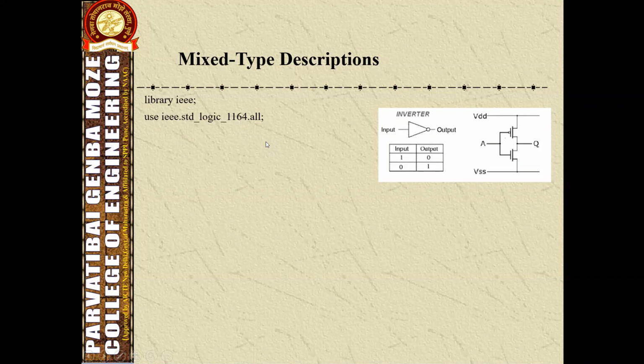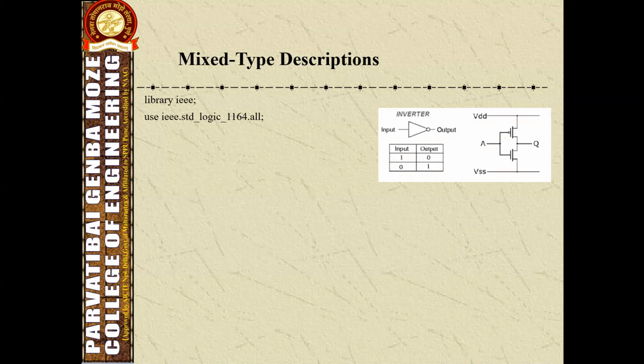Now we are going to see the mixed type of description. What is the mixed type, or mixed style, description? It is nothing but using more than one type or style previously mentioned in the description. We have discussed many types of description previously, like behavioral, structural, and switch level. We have seen small examples also.